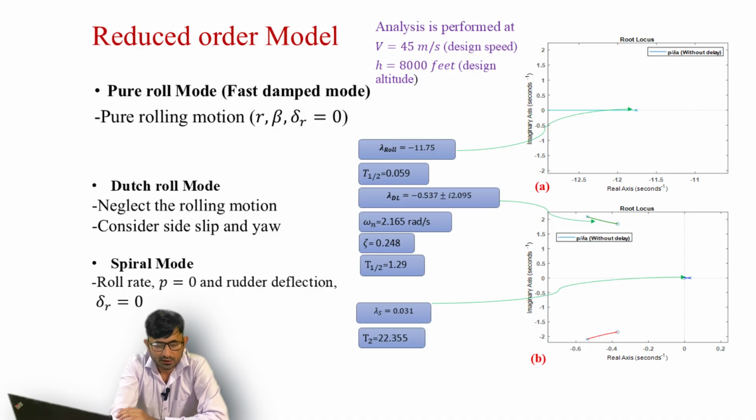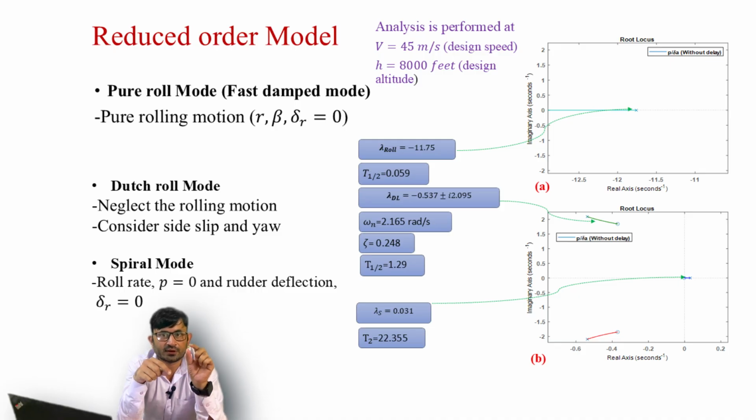Now when you have very fast damping, obviously you will take less time to get back to the original position. That means the time to half will be less. So here in this case 0.059 and 0.06, less than a second it is coming back. And I already told you about time to half, time to double, number of cycles to half and double. So time to half refers to a dynamically stable system.